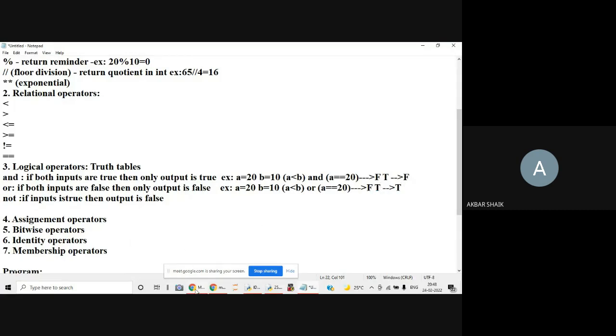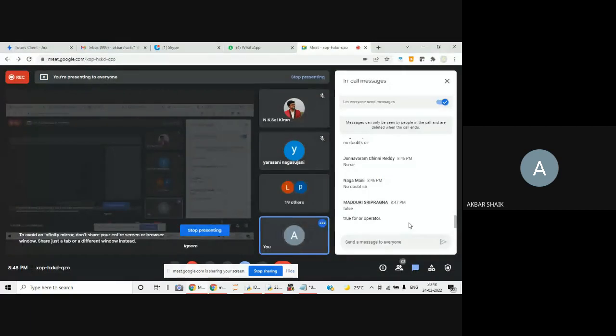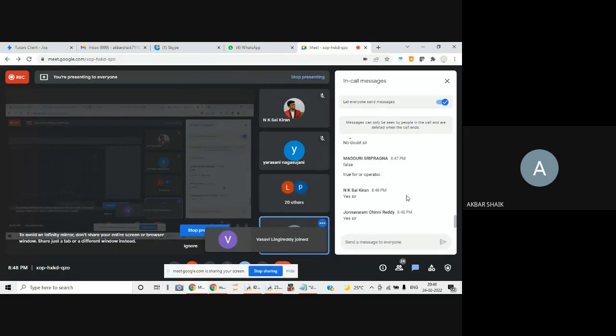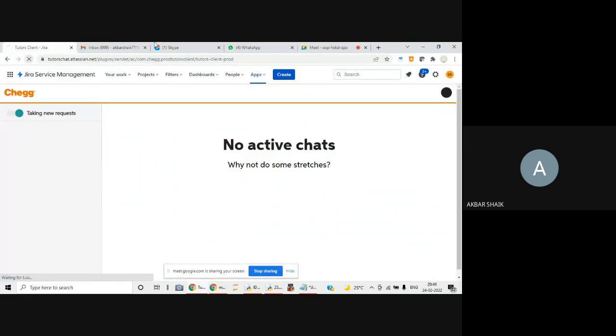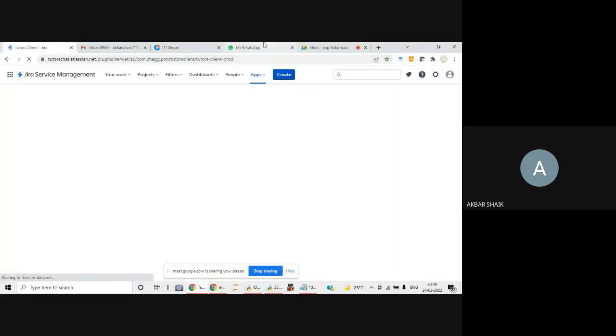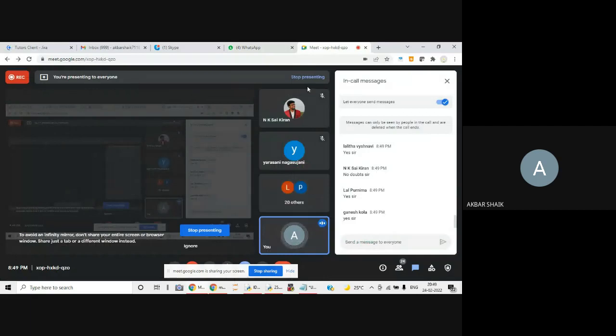All of you getting or not? Please respond in the chat box. All of you understood what is meant by OR, what is meant by AND? Logical AND, logical OR. Any doubts? All of you getting? Okay. Remaining students, all of you getting or not? Please respond in the chat box whether you are getting or not. If you are not getting, I'll explain once again. Because based on this only, we'll write some program and we'll see some examples.